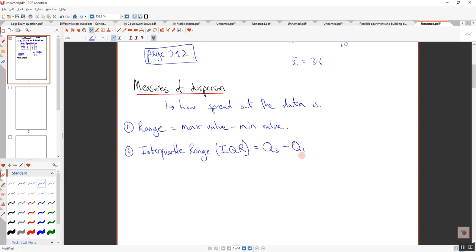Quartile means 4. Why are there not 4 of them? Well, if you think of your data, imagine this is my Q2, my median. Q1 is the first quarter of the data. Then Q3. So there are 3 quartiles, Q1, Q2, Q3, but they split the data up into 4. Good question.